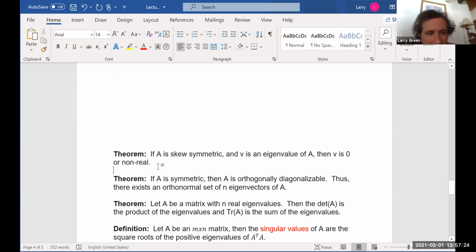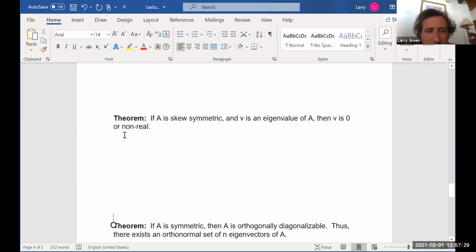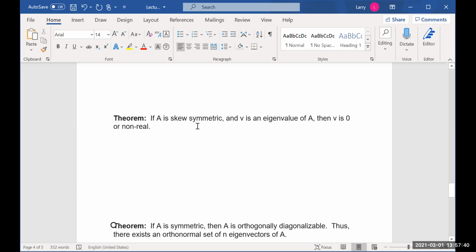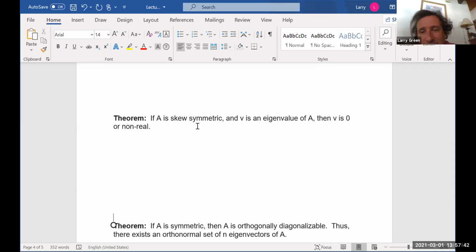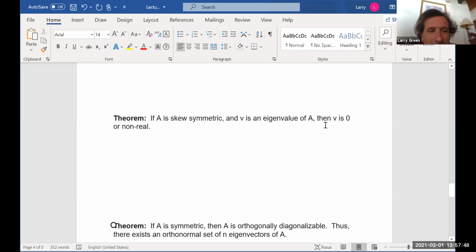Okay, let's go to the next one. Kind of today's theorem day. There's a whole lot of theorems in this section. If A is skew symmetric, do you remember what skew symmetric is? A equals the negative A transpose. Yeah. So that means if you take the transpose, you introduce a negative sign. And if lambda is an eigenvalue of A, then either lambda is 0 or lambda is not real. And not real, by the way, means complex, like 3 plus 5i or something.